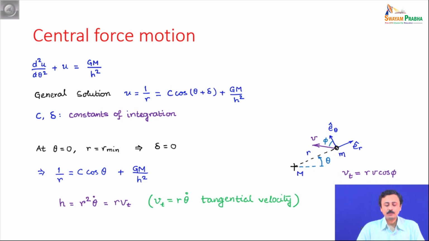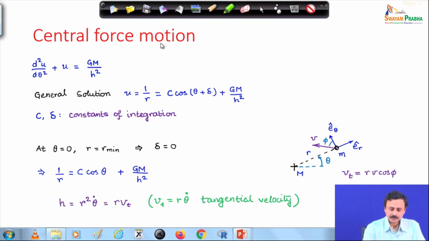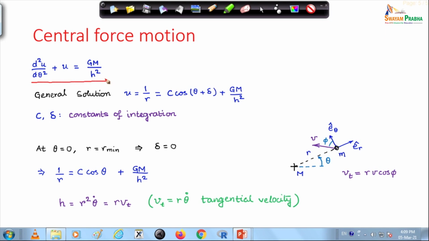Just to recapitulate what we discussed, I started with this differential equation, which follows using Newton's second law and the gravitational law of Newton. We had found the general solution. We had fixed the phase by considering at theta equal to 0, r is equal to r min, and obtained the solution in a very simple form.